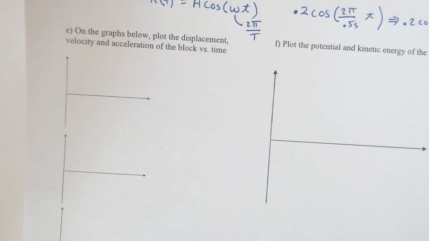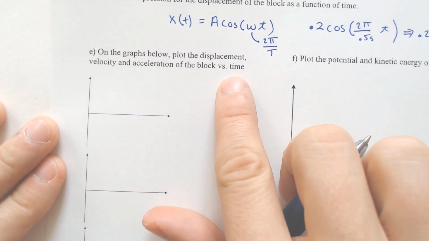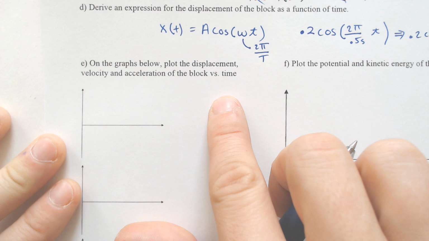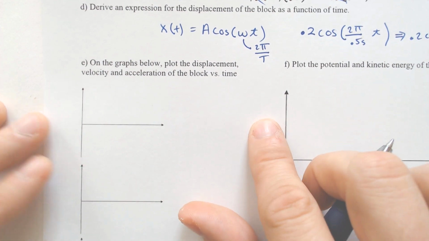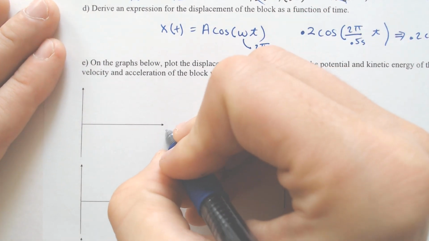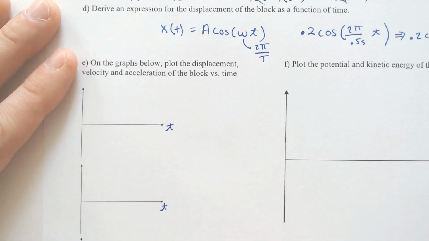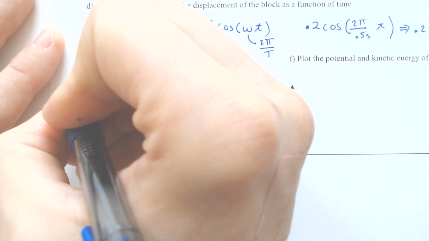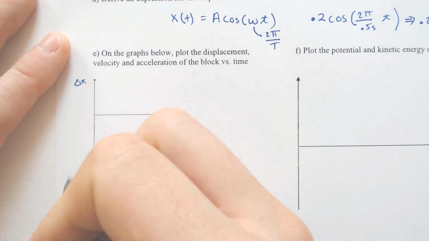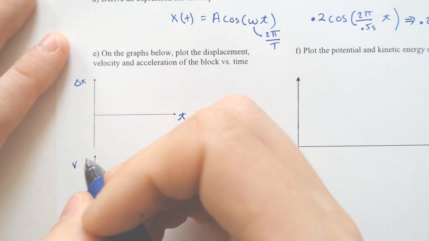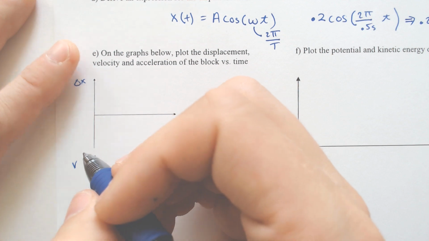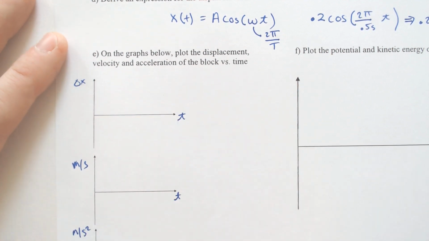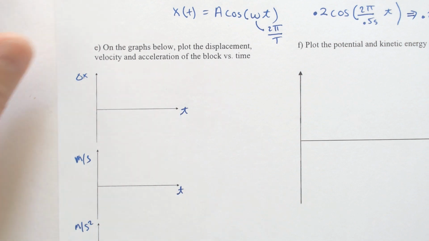All right, the next thing I want to do is talk about, on a graph, plot the displacement, velocity, and acceleration of a block versus time. So we are going to put time here, and time here. And here we would put our displacement, so this would be our change in x. Here we're going to put our velocity, which would be essentially our meters per second. And here we'll put our acceleration, which would be meters per second squared.